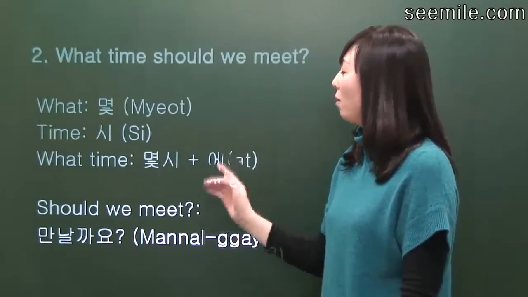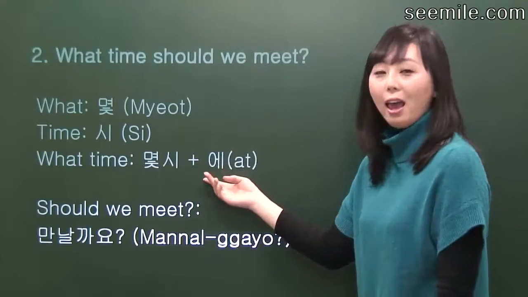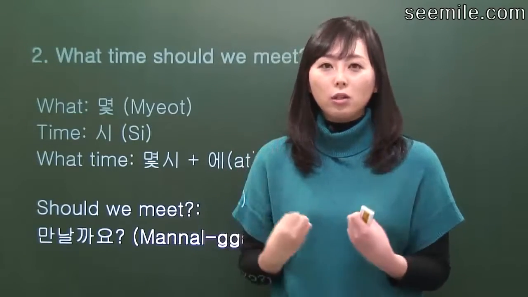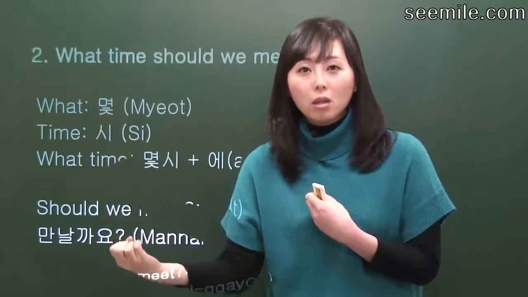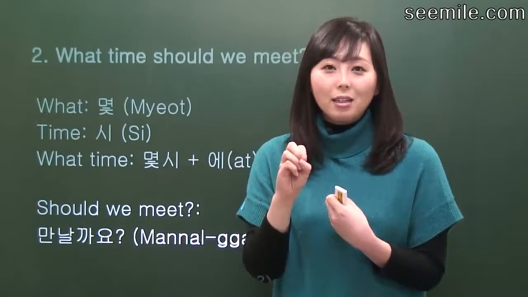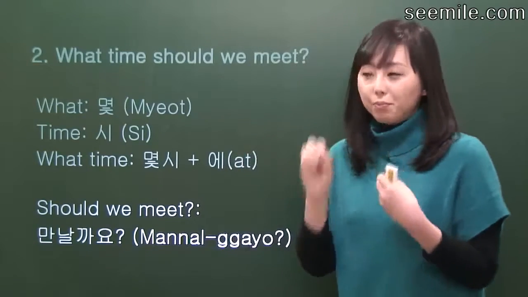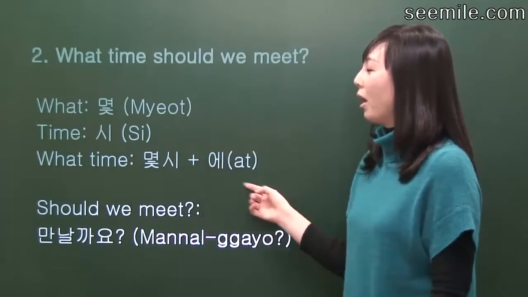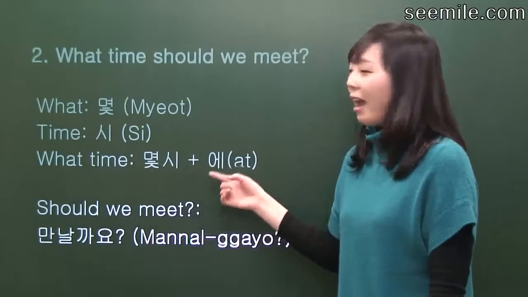However, there's one more thing added here, which is 에. Why? Because when you're asked this question, what time is it now? Or what time are you going to see your parents? You could say at 3 o'clock. At. It's a time particle. At. Right? So, like in English, in Korean, we add time particle after time here. So what time? 몇 시에.